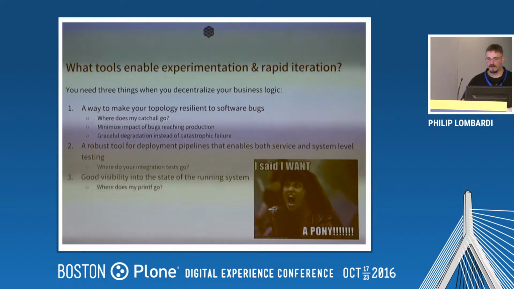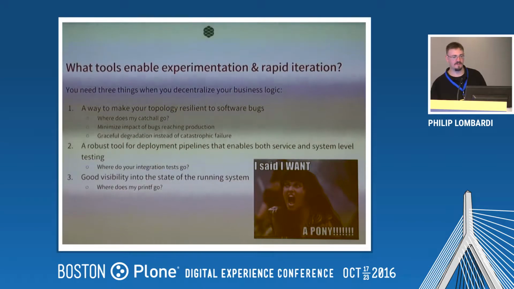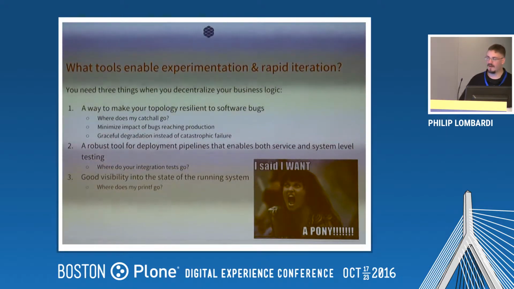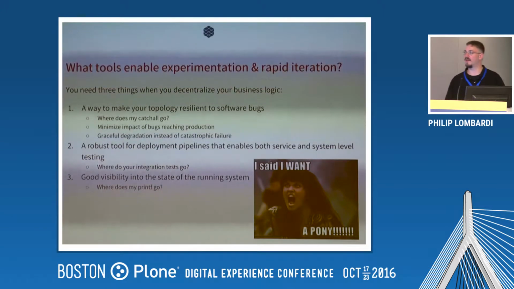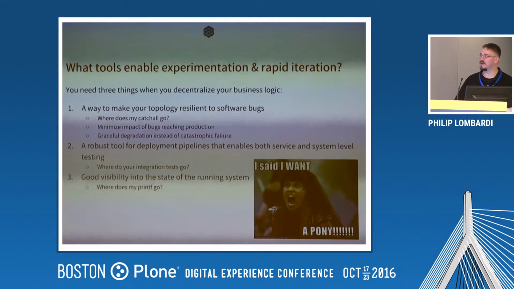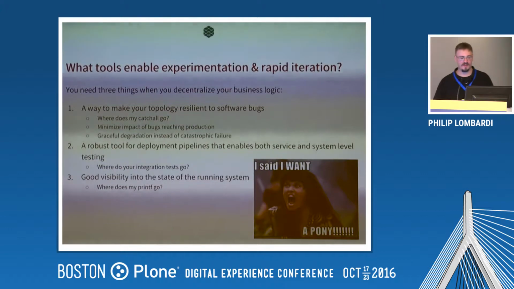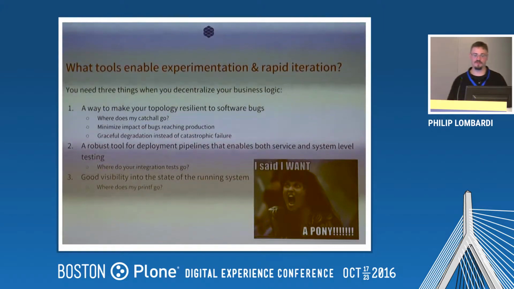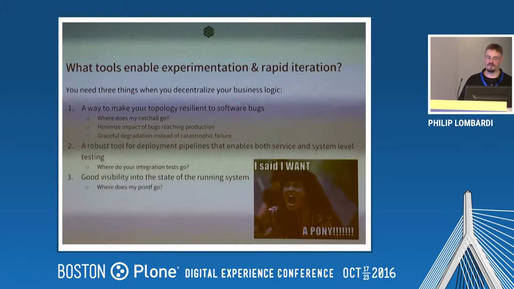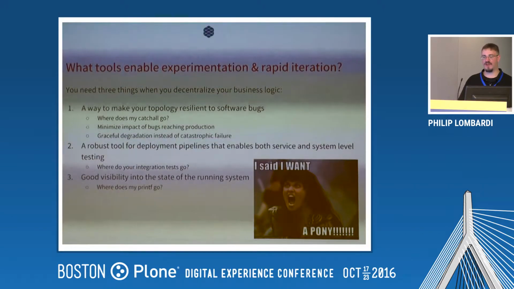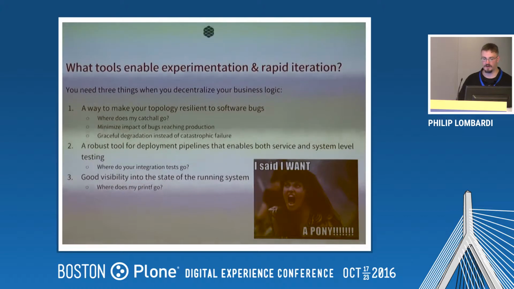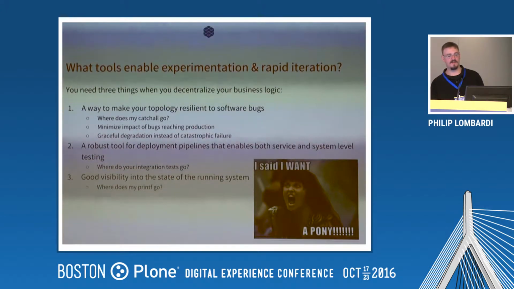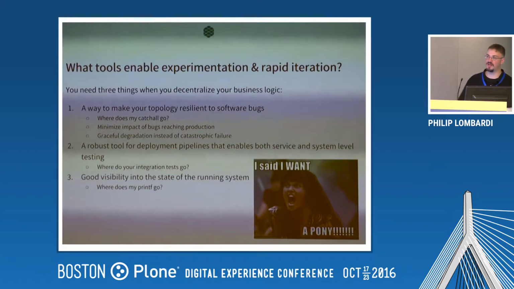So tooling. What tools do you really need to enable this experimentation and rapid iteration? I'm not going to give you any concrete tools that you should go download and use today, but I'm going to tell you what you need. You need a way to make your topology resilient to software bugs. You need a catch-all in your system so that when there is a bug, it doesn't cause a catastrophic cascading failure. It also has to minimize the impact of bugs reaching production.